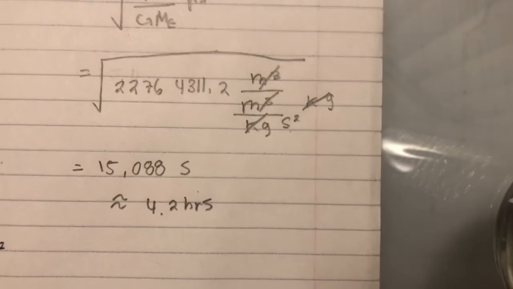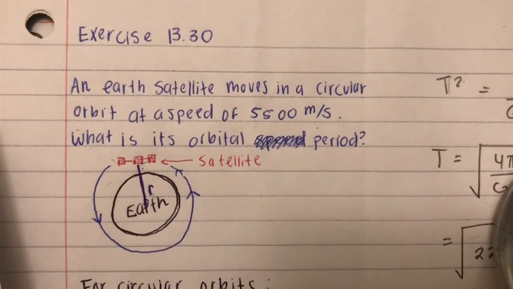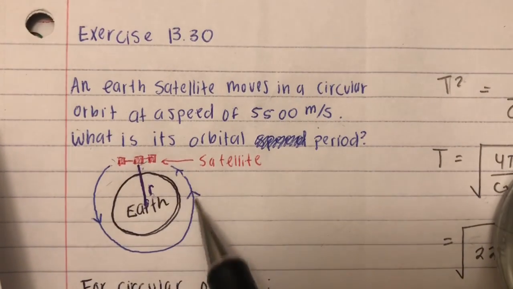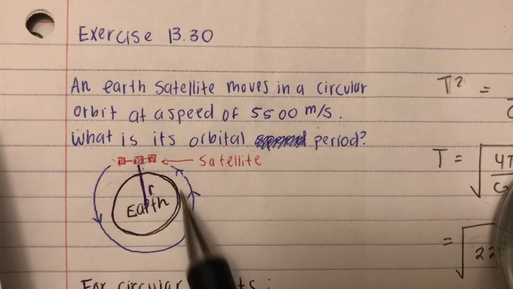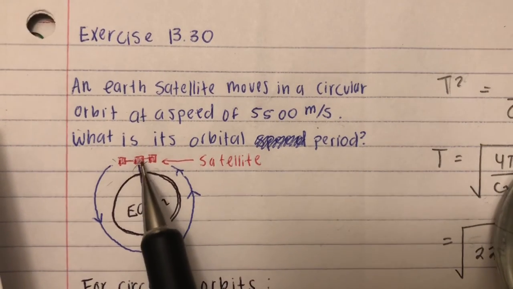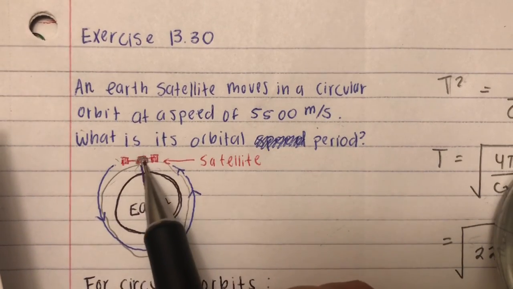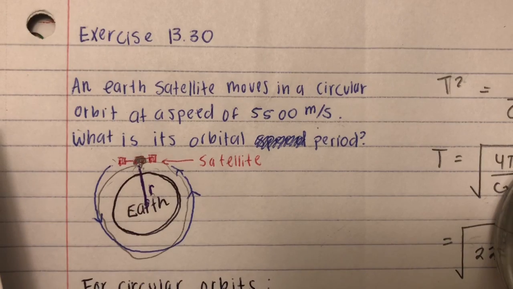So our final answer is 4.2 hours. So this means that it takes the satellite 4.2 hours to do one full orbit. So pretty much be where it began. So it takes the satellite 4.2 hours to get back to its initial point. And that is all.